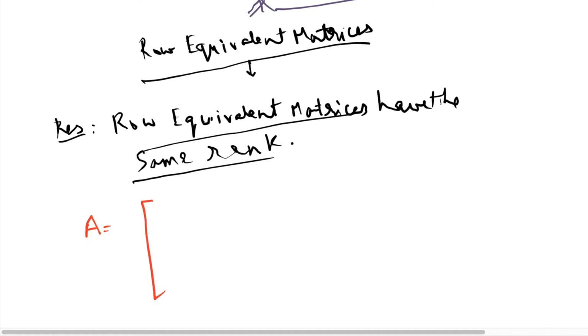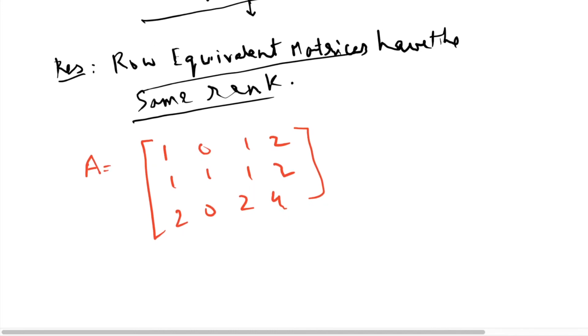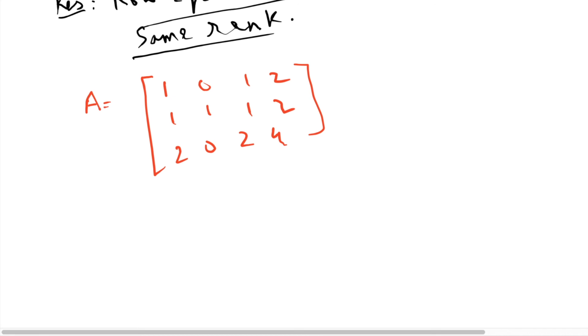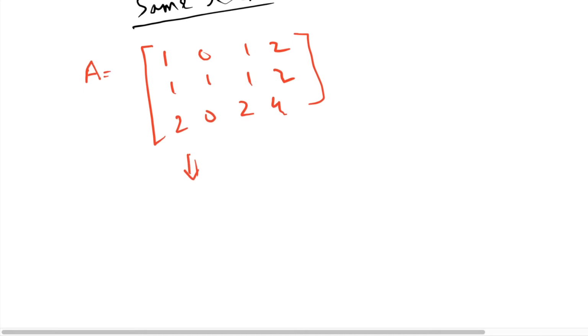So let's say I consider this example. Let's say matrix A has rows 1 0 1 2, and let's make this 1 1 1 2, and let's make it 2 0 2 4. Okay, so now if I were to tell you, go ahead and find out the rank of this matrix, the first thing you can do is apply Gaussian elimination to reduce it to row echelon form. And I'll not repeat the process here. I think we have talked about it in a lot of detail.